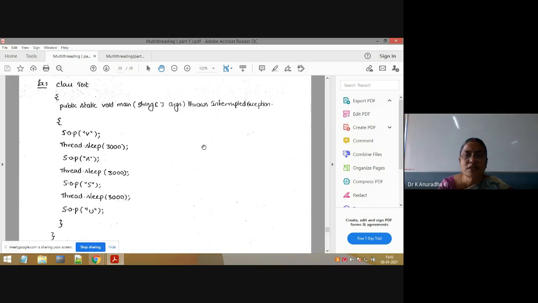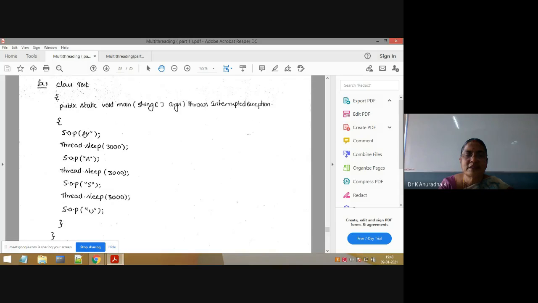When it goes to the running state, again it will print this one, System.out.println(a). After execution of this statement, again I have written Thread.sleep(3000). Means again from the running state, it will go to the sleeping state and sleep for 3000 milliseconds. After completion of these 3000 milliseconds, again it will go to the ready state from the sleeping state. Again it will get the CPU and execute this statement. Again it will sleep for 3000 milliseconds.